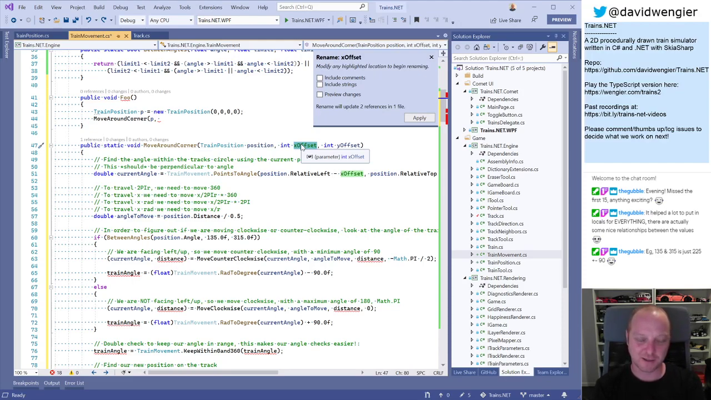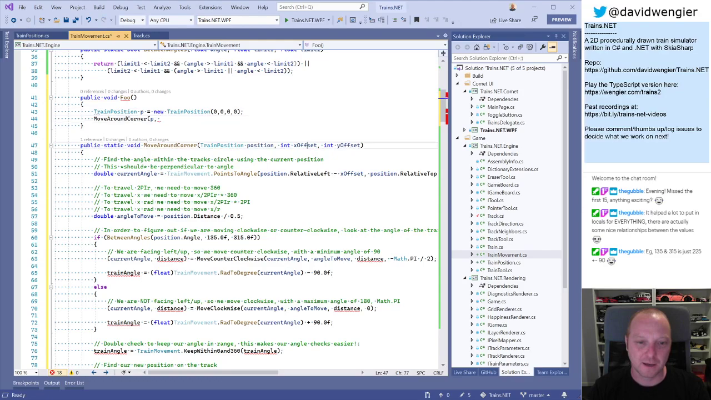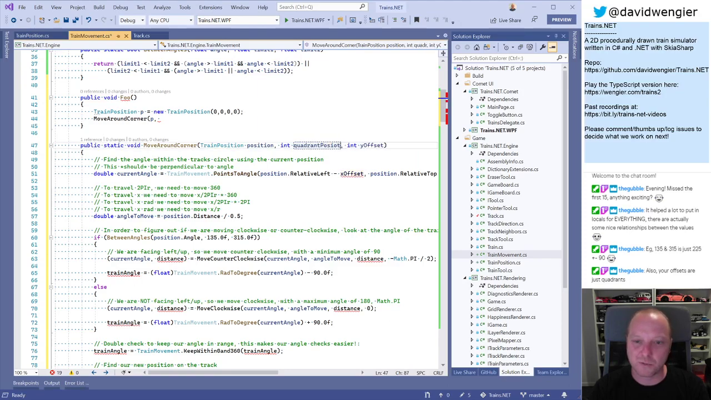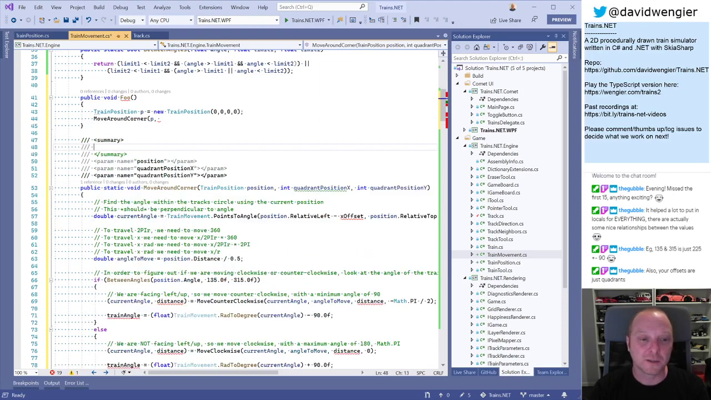That's what I was going to do next, having one parameter, but I'm just trying to work out what to call all these things. X offset is just the wrong label. So what this is, let's just go quadrant position. Offset is just quadrants, yeah. Quadrant position X. Quadrant position Y. And you know what? We can do this.